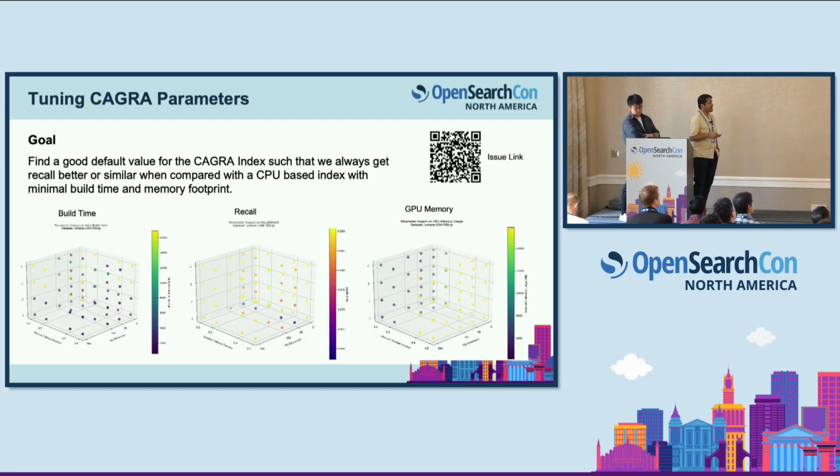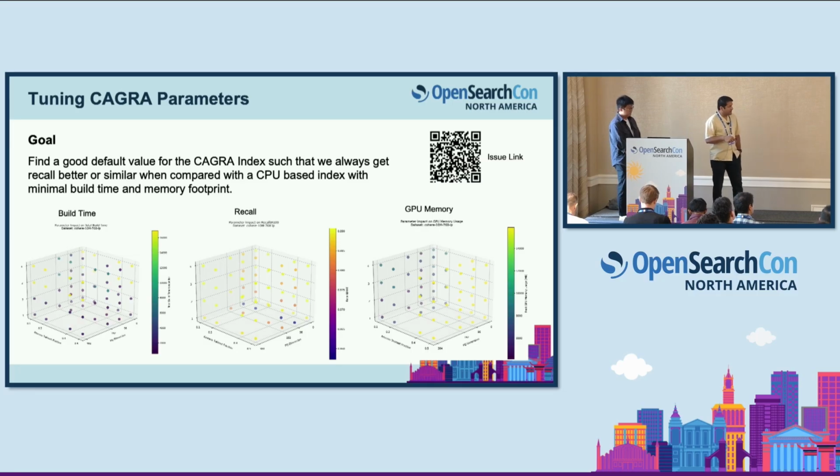Now comes the next part, which was more difficult, I would say: how do you tune these CAGRA parameters? Since from a user interface standpoint, we're not exposing all this information to the customer. And obviously, it's not good to expose all these hyperparameters to the customer. So from the OpenSearch side, we started with a simple goal for tuning these CAGRA parameters: we want the parameters that will give us the best recall when compared to CPU, at the lowest memory footprint and the lowest build time.